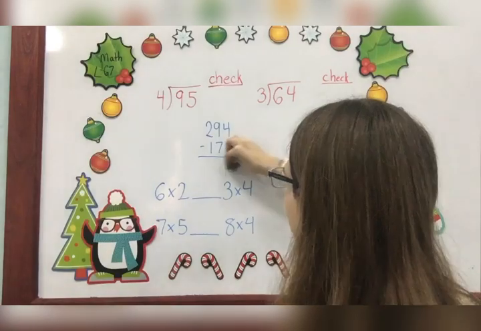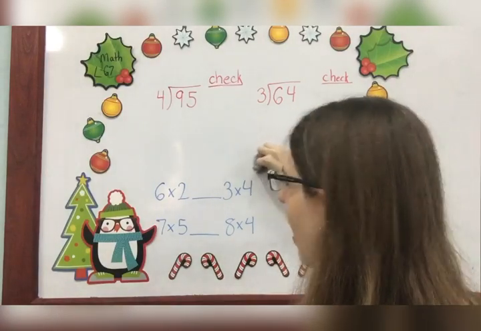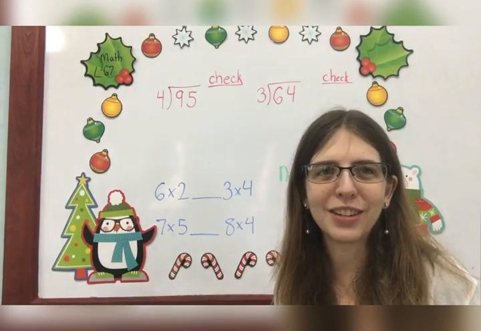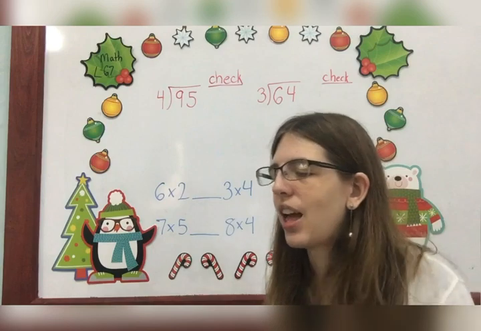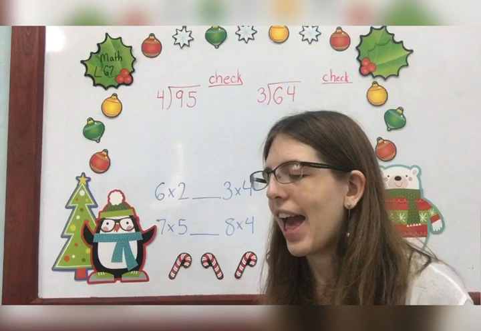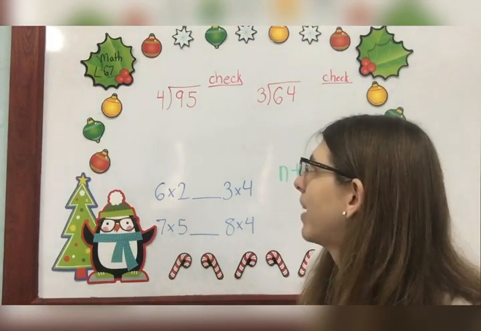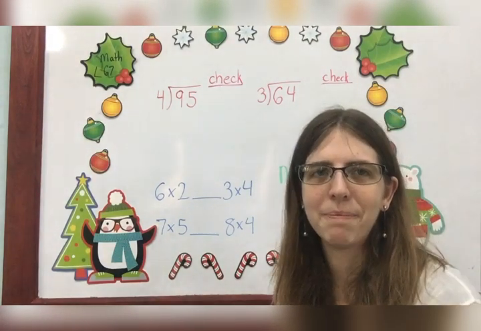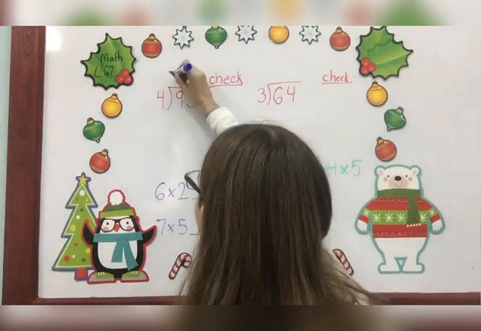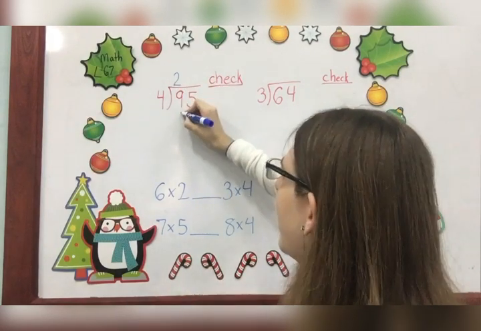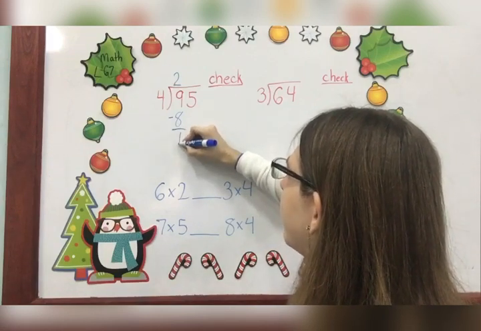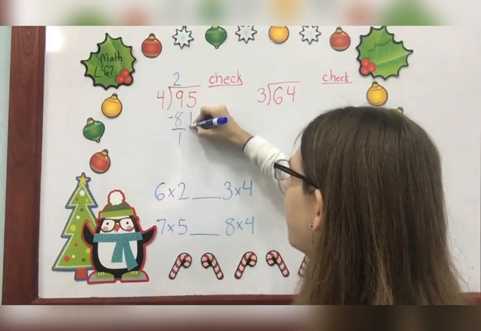All right, let's look at number 2. Number 2 is to divide and check. We'll do letters A and B together, and then you'll do letter C on your own, just like yesterday. There are remainders for each one of these problems. So letter A is 95 divided by 4. How many groups of 4 are in 9? 2, very good. So 2 times 4 is 8. 9 minus 8 is 1. 1 is less than 4, so I bring down my 5.